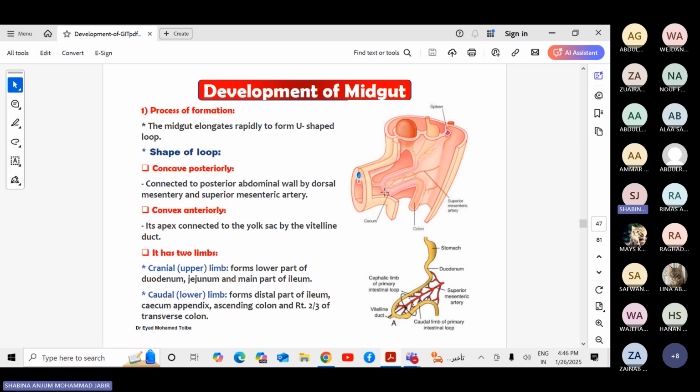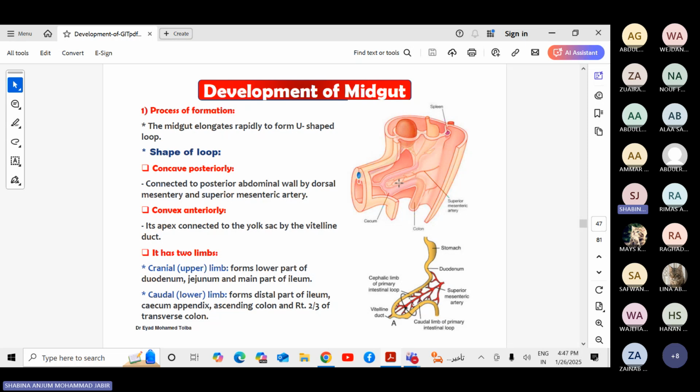So now we are talking about the midgut. We have seen previously that the midgut was a wide opening into the yolk sac. Slowly it became narrow, and finally it will form a tube, and this tube is of U shape. Okay, this is convex anteriorly. Can you see this is convex anteriorly and concave posteriorly? This convex part is connected again to the yolk sac by this duct, which is called the vitelline duct. Okay, and this is the posterior part.